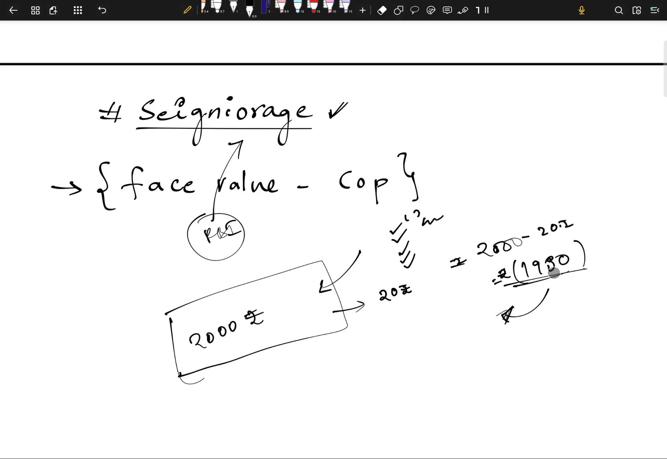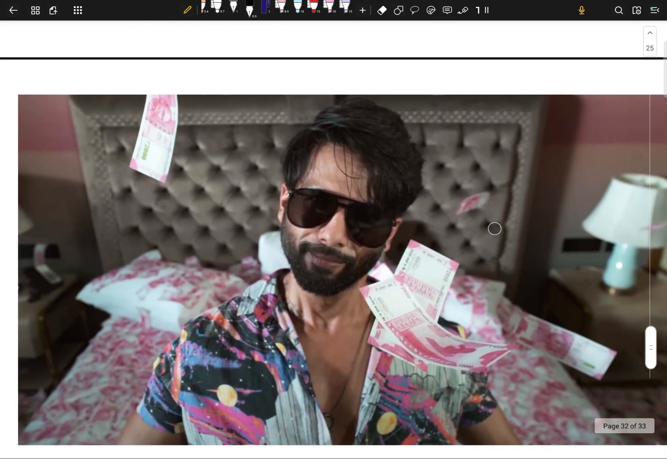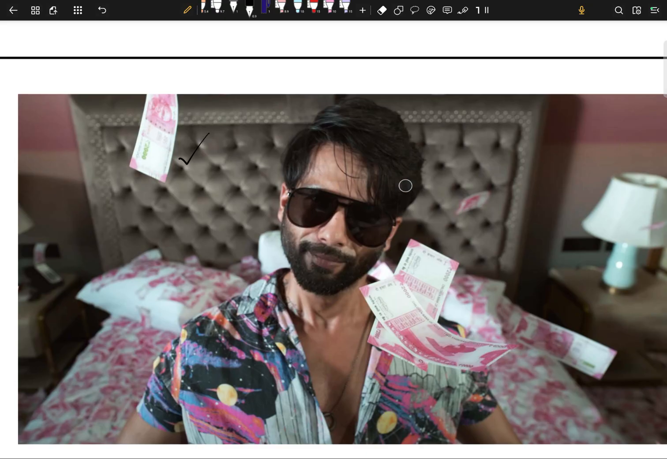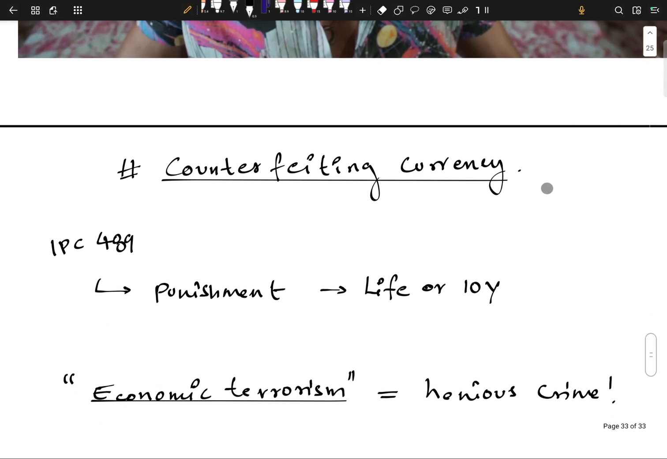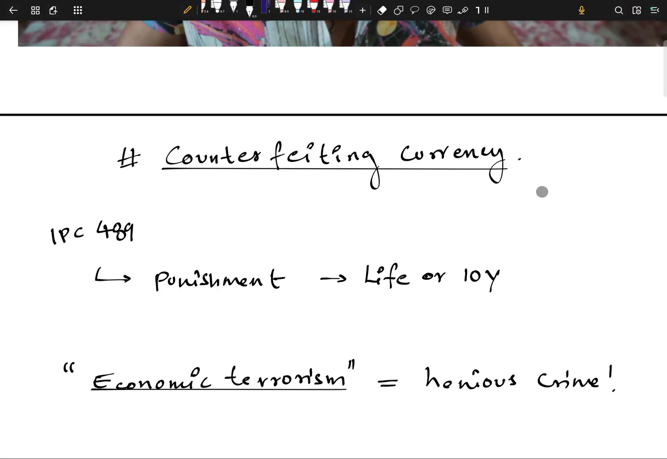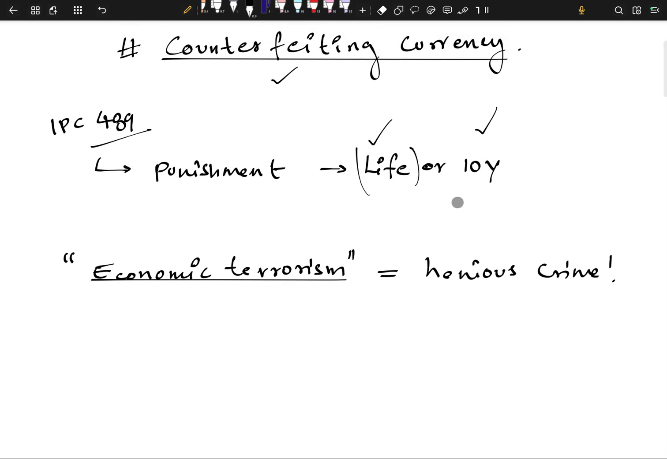This definitely seems like a very profitable and lucrative business. That is exactly why a lot of people go on with counterfeits. But let me remind you that counterfeit is a heinous crime. The punishment for printing counterfeit currency is either life imprisonment or 10 years, according to Section 489 of the Indian Penal Code.